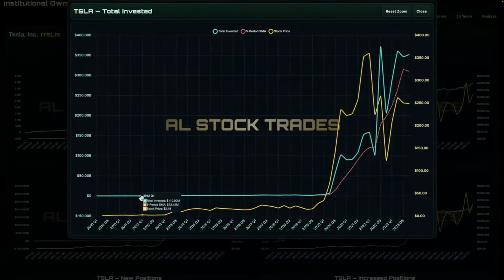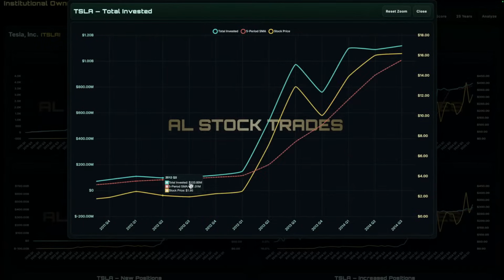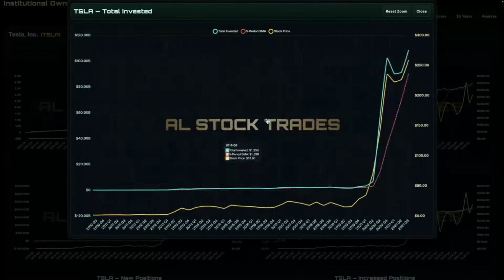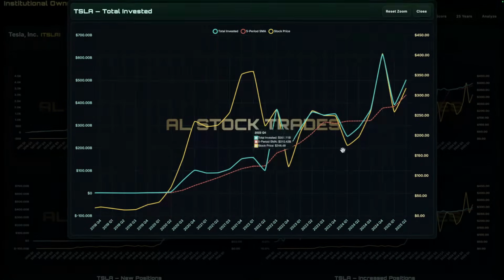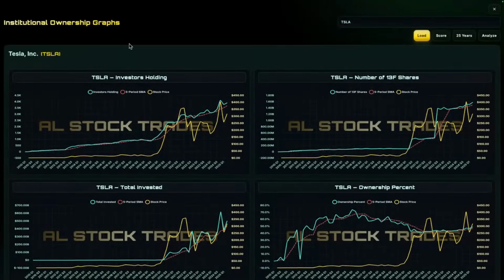Here, you can see there was a divergence between total invested and stock price. But later on, they started to move together, right? They started to move together, okay? And sometimes the stock price moves above the total invested. You can see how beautiful this graph is. It's almost like overvalued versus undervalued. It's really interesting how this is working, right? Again, there's a lot of cool ways to look at this information. It's very interesting to look at this stuff.